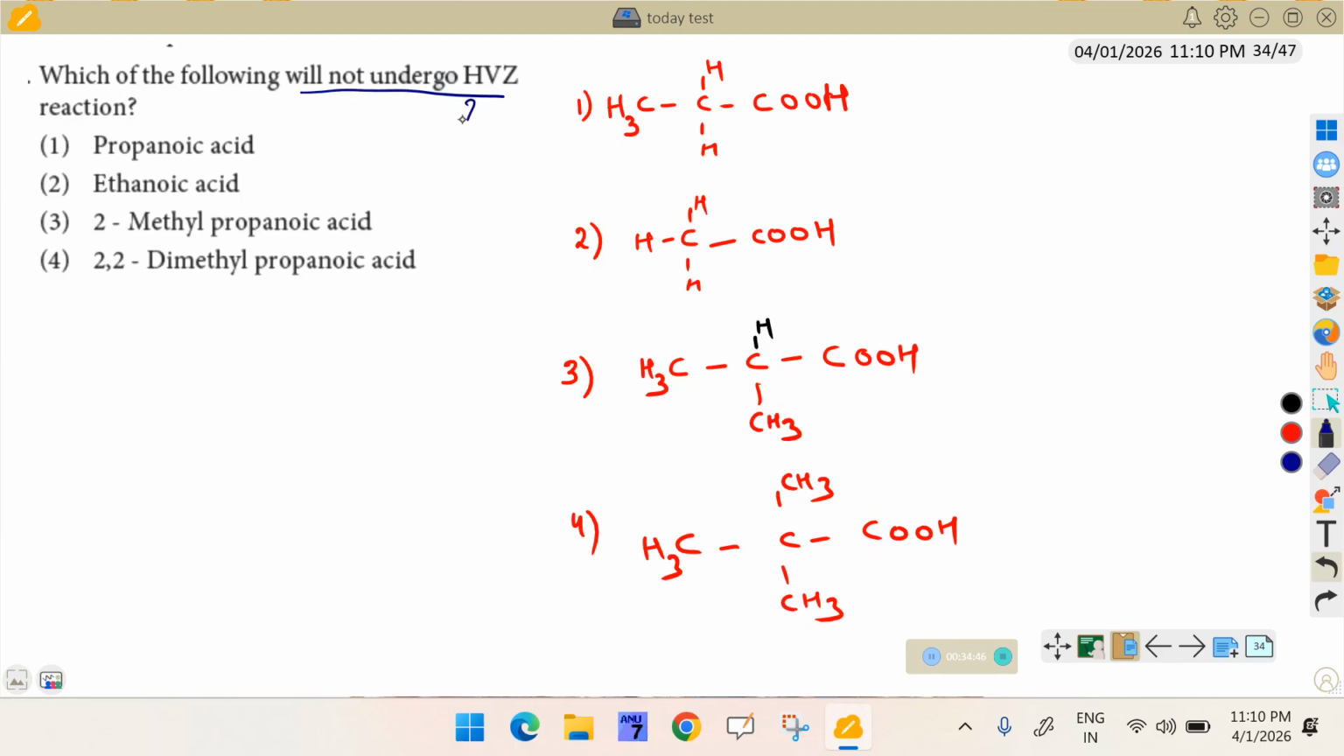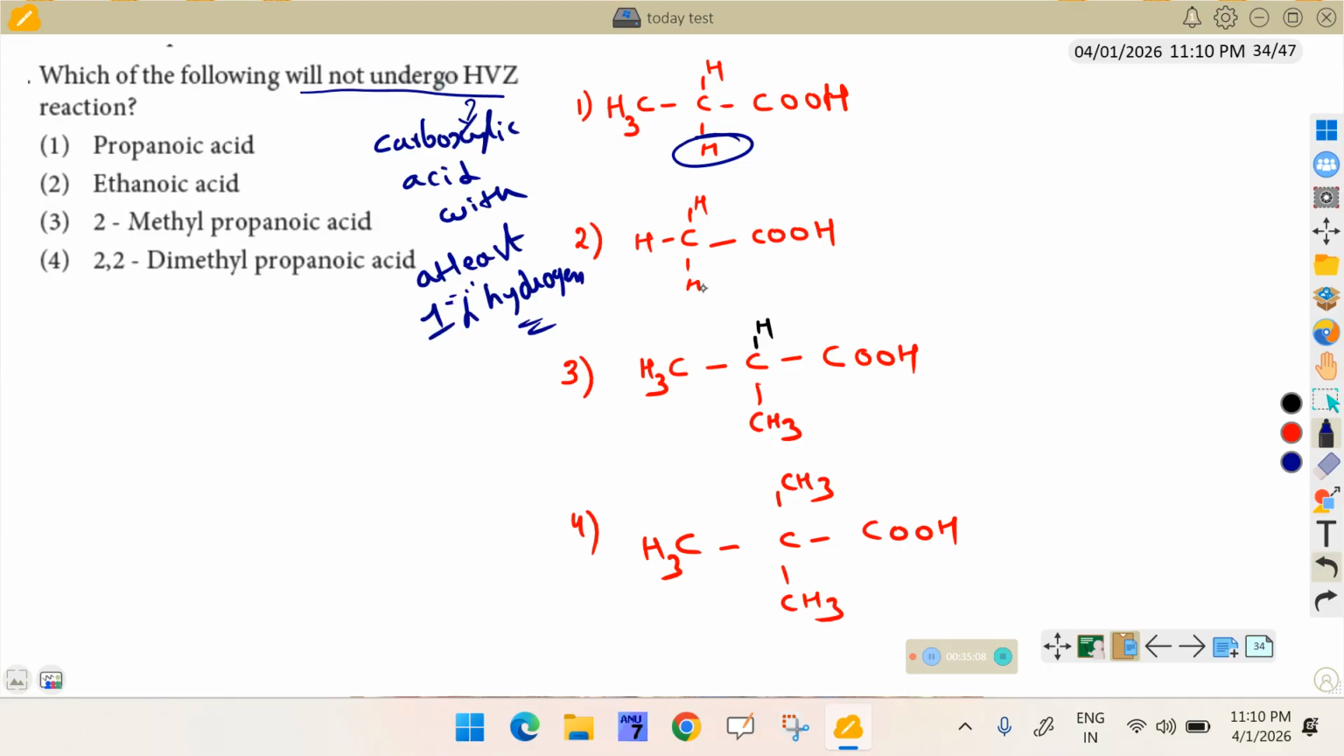HVZ reaction: carboxylic acid with at least one alpha hydrogen. Here present, here also alpha hydrogen, here also alpha hydrogen. 2,2-dimethyl propanoic acid, alpha hydrogen atoms are absent. That's the reason it does not participate.